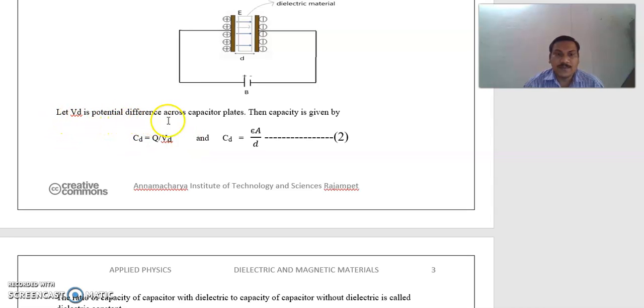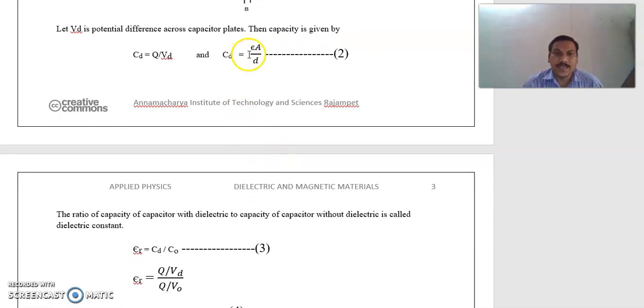Let Vd be the potential difference across the capacitor plates. Then the capacity is given by Cd equals Q by Vd, where Cd is the capacity of the capacitor when dielectric material is placed between the two capacitor plates. Cd equals Q by Vd, where Vd is the potential difference when dielectric material is between the two capacitor plates. Another formula is Cd equals epsilon A by D, where epsilon is the permittivity of the dielectric material.